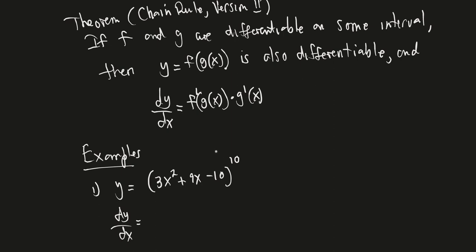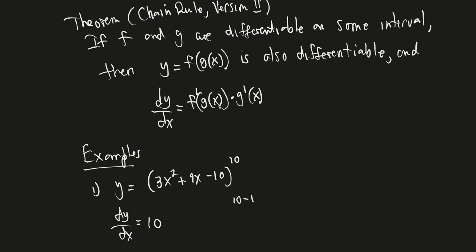It says I should take the derivative of the outer function. Well, how do I differentiate a power? The way I differentiate a power is I bring that power down and then I subtract 1. So I'm basically going to do this, right? But I mean, doing that by itself is kind of crazy, right? Where are the x's? What do I do? Well, let's look at what this says.